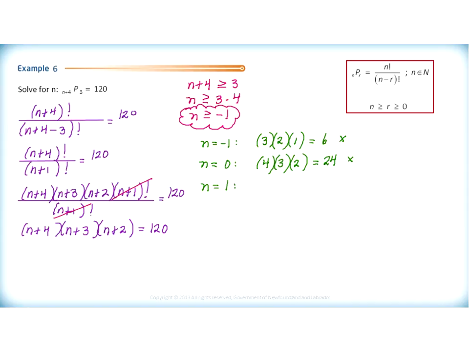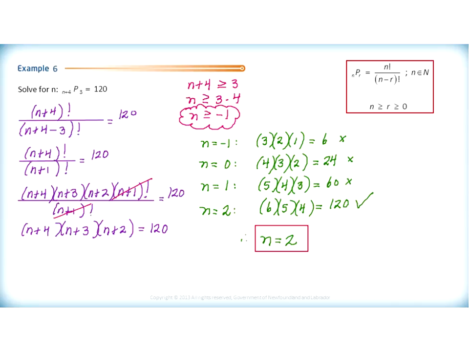So then we go to n equals 1. 1 plus 4 is 5. 1 plus 3 is 4. 1 plus 2 is 3. 5 times 4 times 3 is equal to 60. If we try n equals 2, 2 plus 4 is 6. 2 plus 3 is 5. Times 2 plus 2, which is 4. 6 times 5 is 30. Times 4 is equal to 120. Therefore, we know that the value of n has to equal 2 in this example.